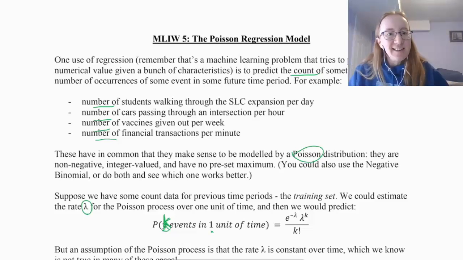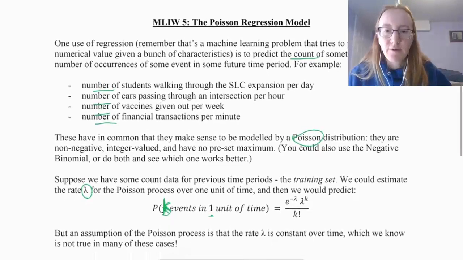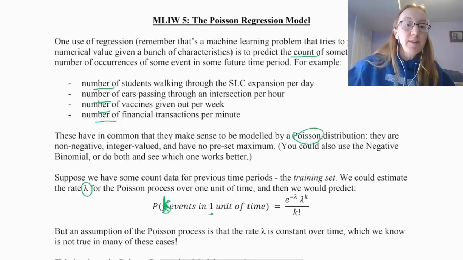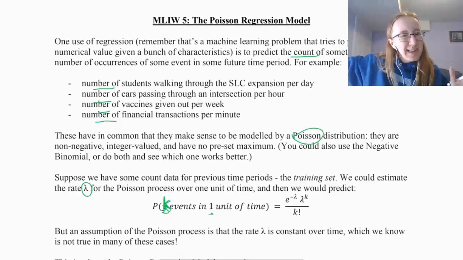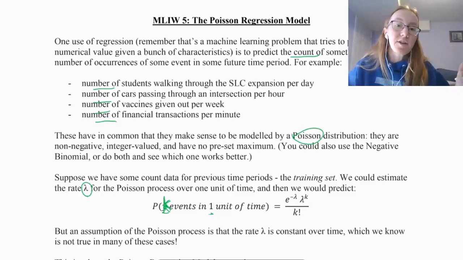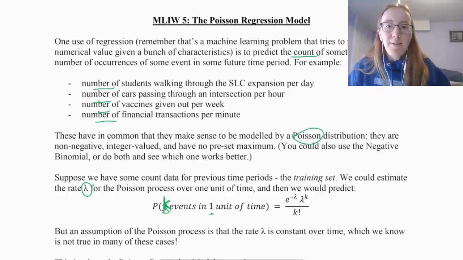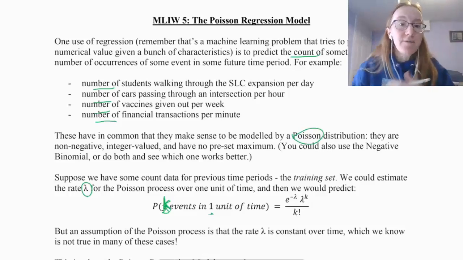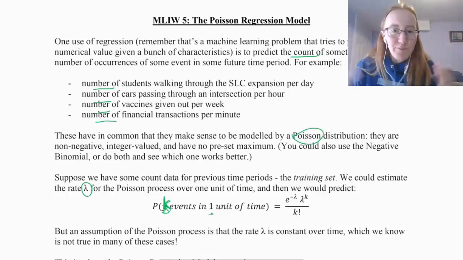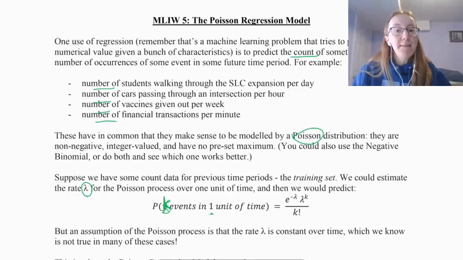The problem with this is it's a little bit unsophisticated. It's assuming that the rate lambda is constant over time, which in some cases may be reasonable, but over the long term, it's probably not the case. Right? Over the short term, it's probably reasonable that the rate is relatively constant, but there might be trends, right? There might be more people walking through the SLC on a school day than a non-school day. There might be more financial transactions during business hours versus during non-business hours. Whatever, there's lots of different reasons why this rate might not actually be constant over time.